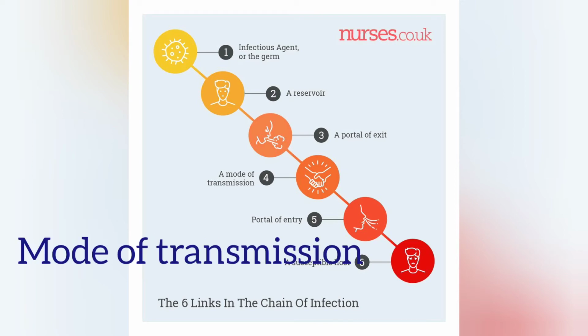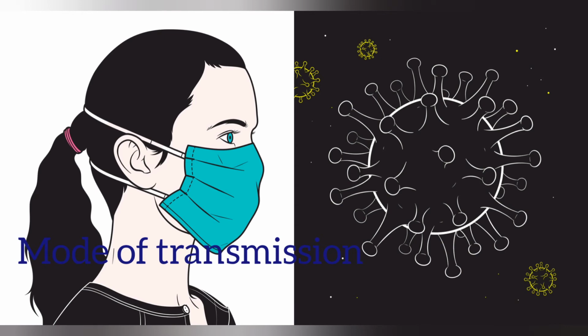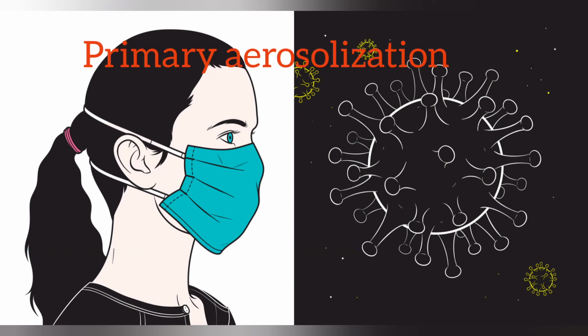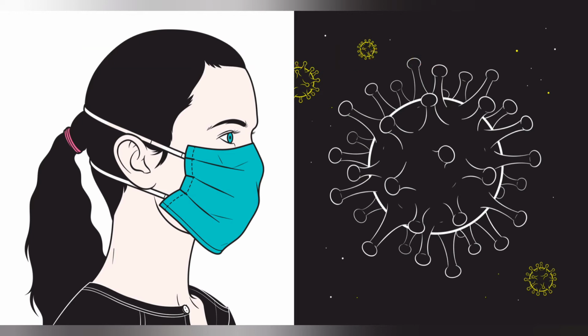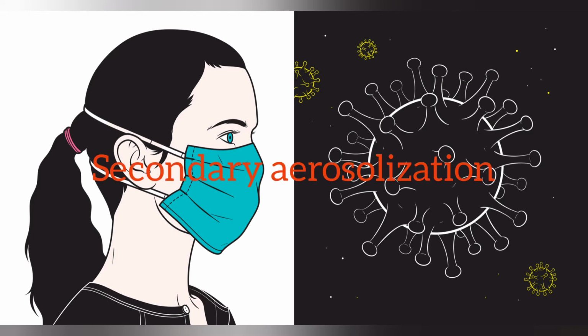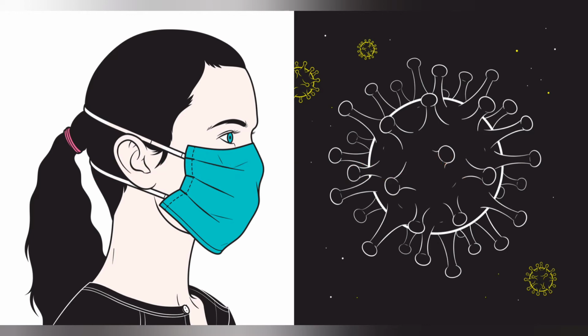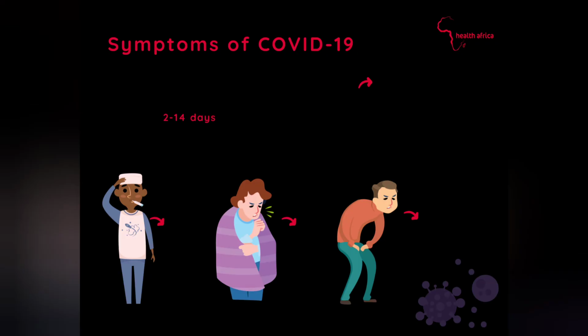And then the mode of transmission, which could be inhalation of the aerosols directly, that's primary aerosolization, or it settles on surfaces and then you touch it with your hands and then touch the portal of entry, which is the mouth, the nose, the eyes. And then the next point is the portal of entry, and then the susceptible host, a person who can house this infection. The estimated incubation after exposure is 4 to 5 days, but it can occur from 2 to 7 days. Usually 4 to 5 days after exposure, you can start exhibiting symptoms.